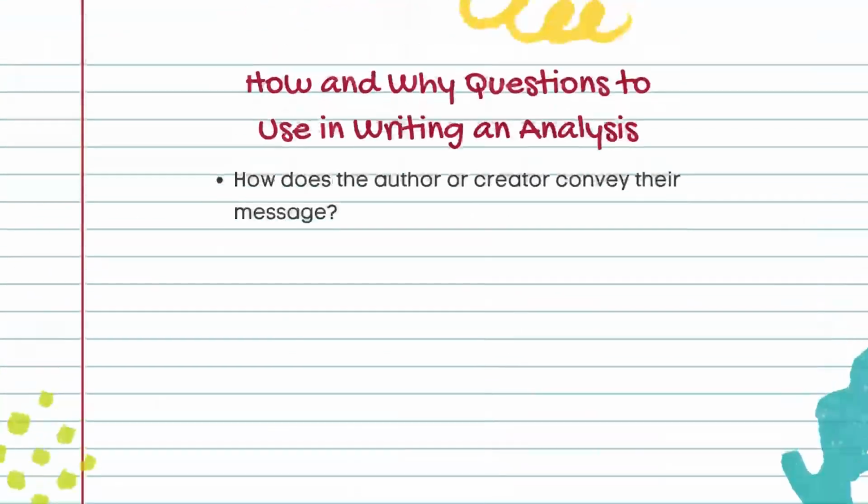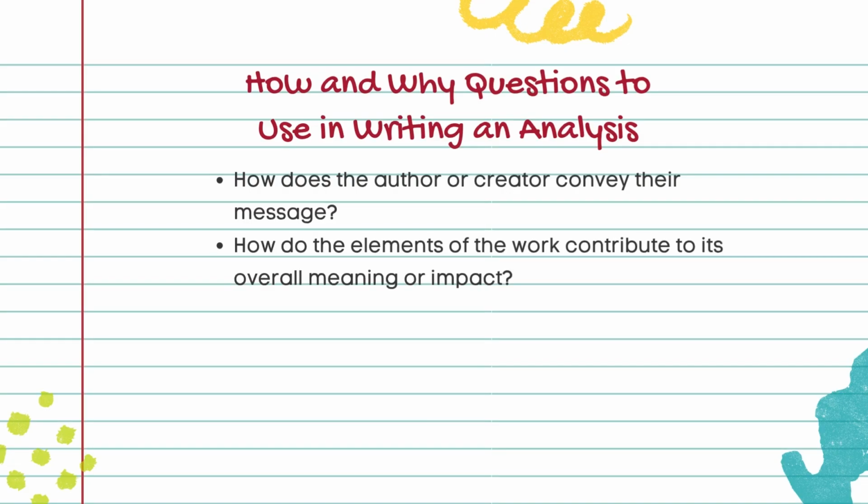To guide your analysis, ask critical questions such as, number 1, how does the author or creator convey their message? They may explore the techniques, styles, and methods used to communicate central ideas such as language, imagery, tone, or narrative structure. Number 2, how do the elements of the work contribute to its overall meaning or impact?